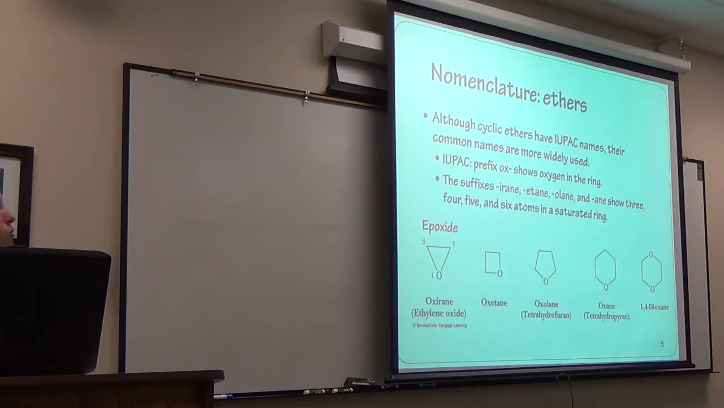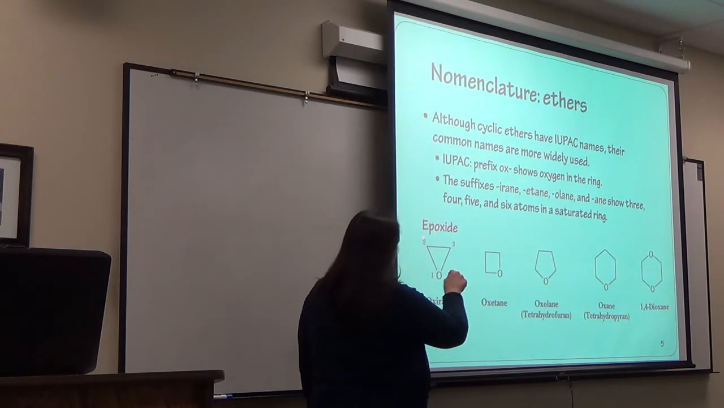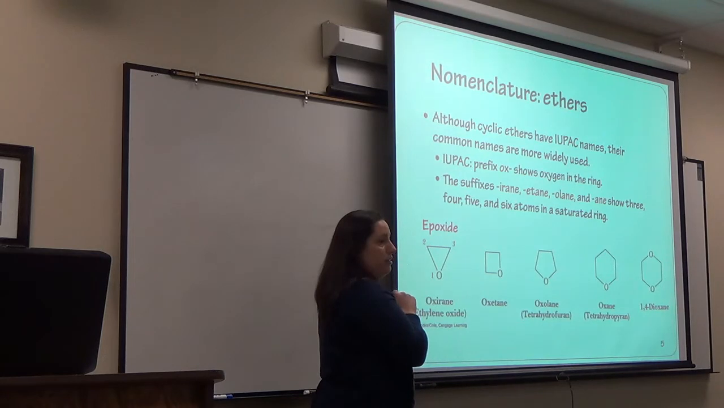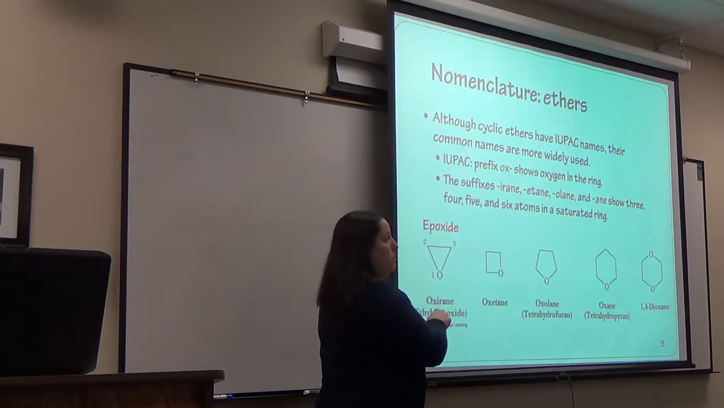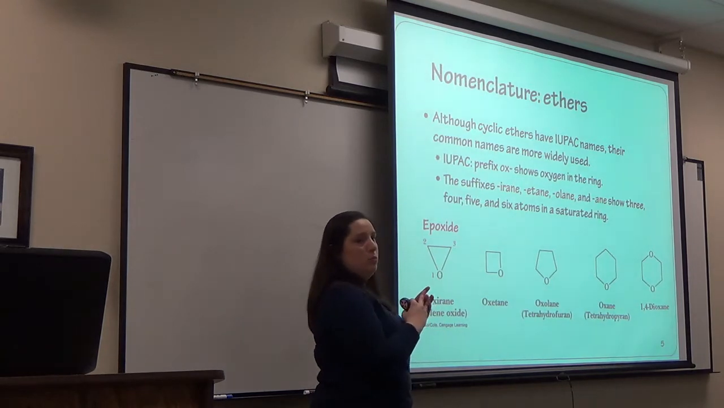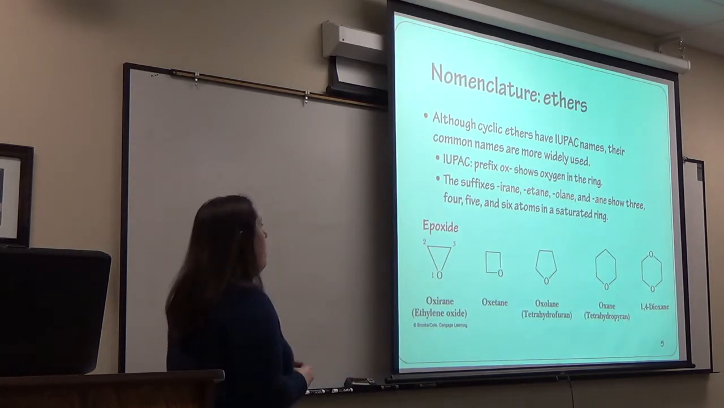Okay. Now, cyclic ethers also exist, so the oxygen is also attached to two carbons, but those two carbons are cyclized, or more than two carbons, obviously, but there's a cycle associated there. The oxygen is part of the cycle, so we call this a heterocyclic compound.